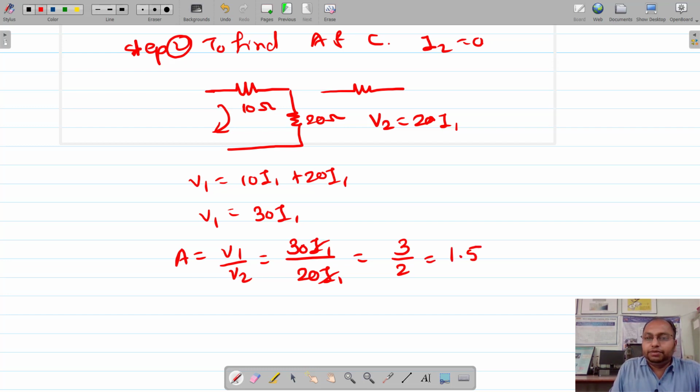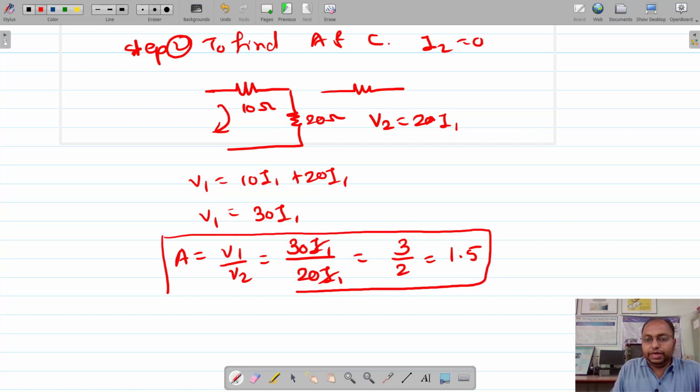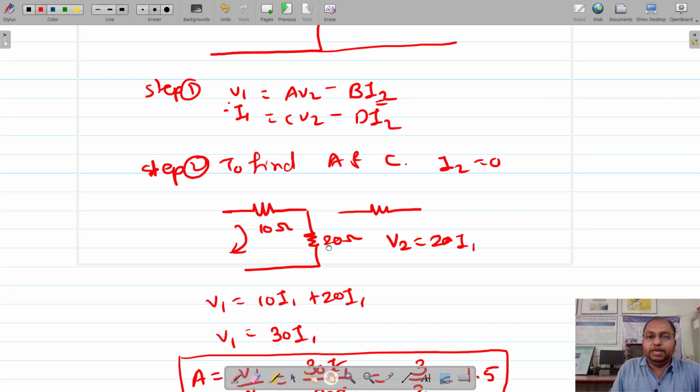Am I right? So as this is a gain, it will not have any kind of unit. Is that fine? So this is our A, right? So let us find out what is B.